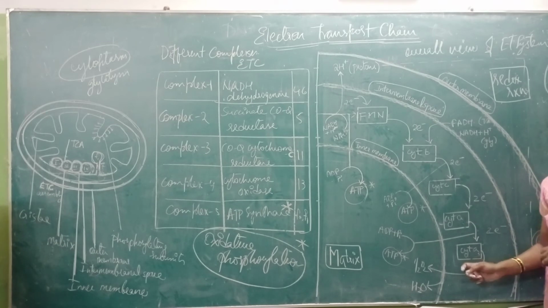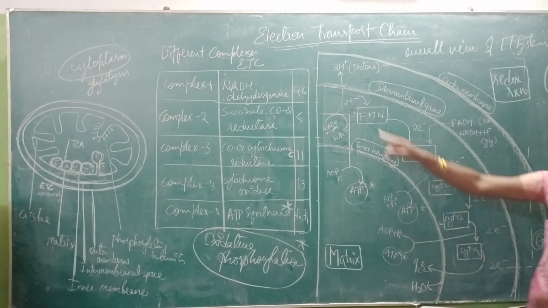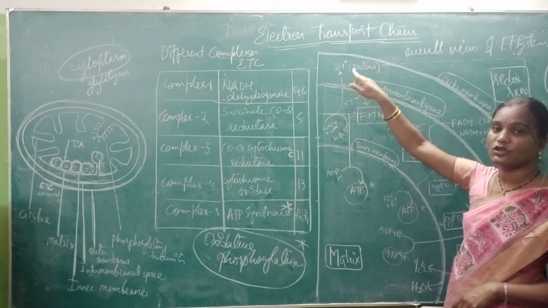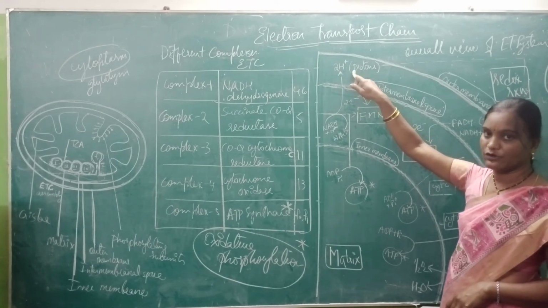Now this reduced form of cytochrome A3, which has 2 electrons, will have these electrons accepted by oxygen. So by involving oxygen, an H2O molecule is released from the 2 protons that were released during the initial step of your electron transport chain.